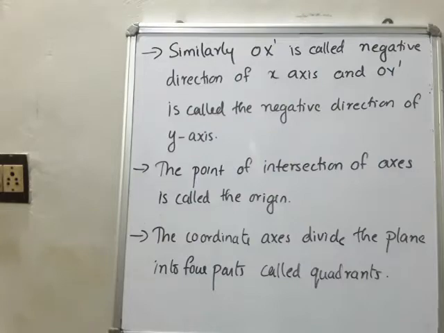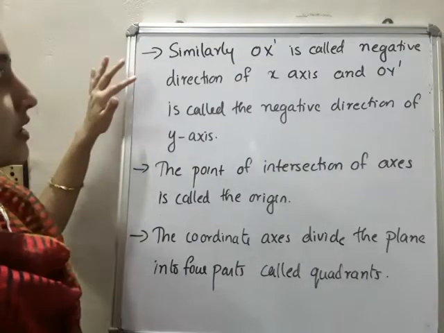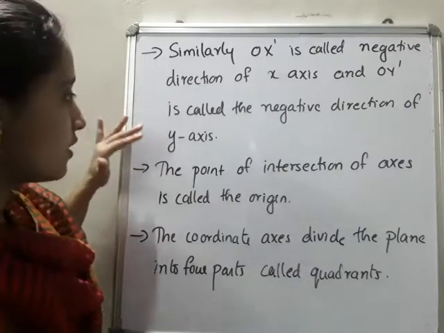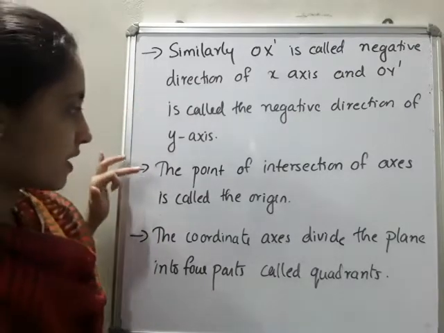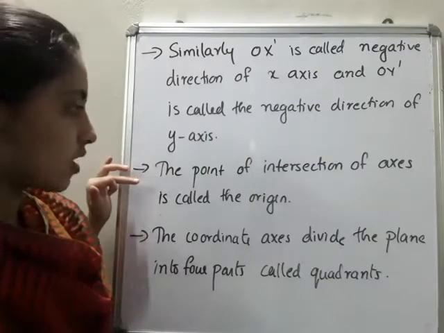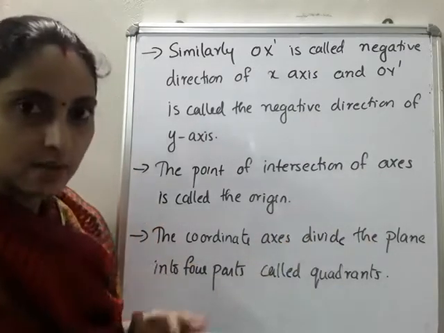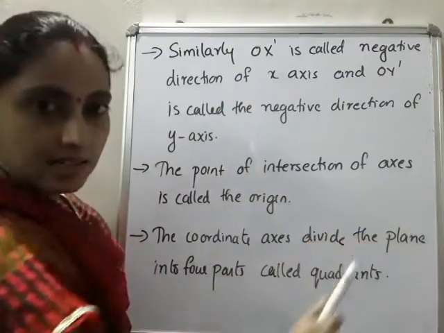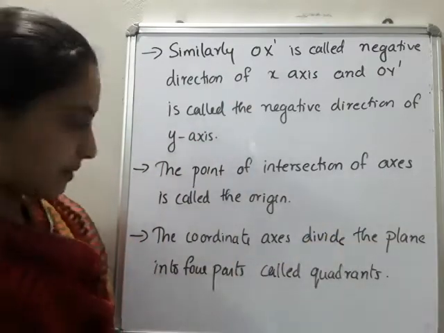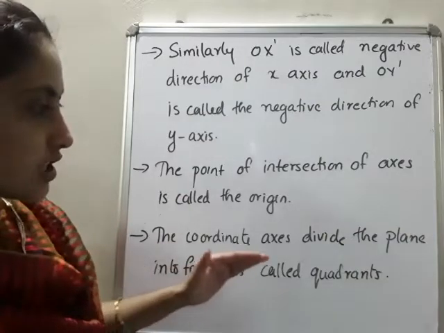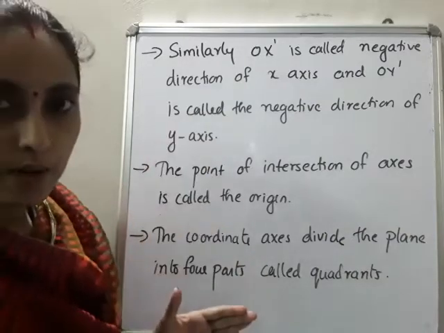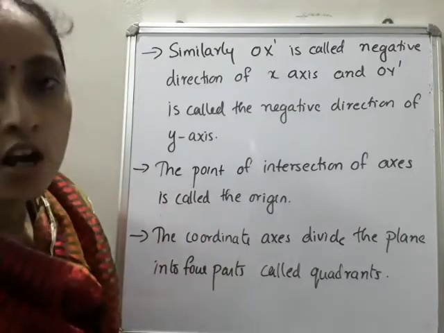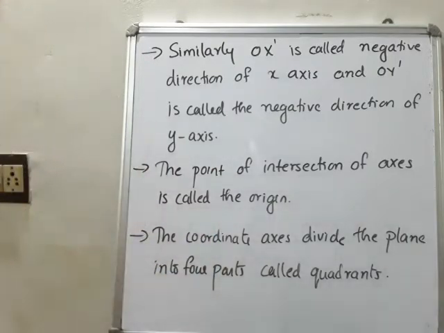Okay, the next point is similarly already explained. OX dash is called the negative direction of the x-axis and OY dash is called the negative direction of the y-axis. Then the next point is the point of intersection of the axes, which is called the origin. The point of intersection of the x-axis and y-axis is called the origin. And the next point: the coordinate axes divide the plane into how many equal parts? 4 equal parts. What is each part called? Quadrants. Okay, so we will move to the next point.